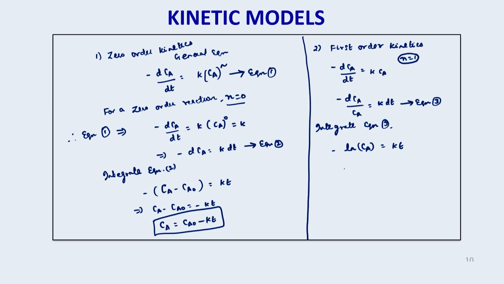So apply the limits. That will be ln of Ca by Ca naught, where the time limits are t equal to 0 and t equal to t. These are all the limits. So ln of Ca by Ca 0 is equal to k into t.